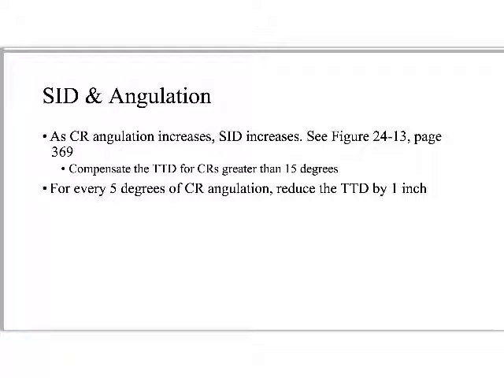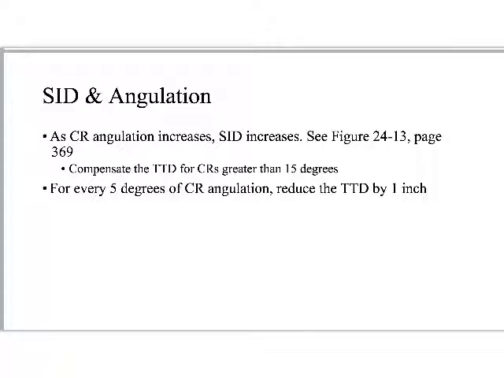Okay, SID also has a relationship with angulation. So as central ray angulation increases, SID increases. So if I start to turn my tube, right, I'm also increasing my SID. An illustration of this is on page 369, figure 24-13. So if I just look at, I had a 40-inch SID. These are both apparently set to 40-inch SID. But if I actually measure the distance as I increase that angle, it's closer to a 50-inch SID. So as I angle my tube, I'm starting to increase the SID, right?